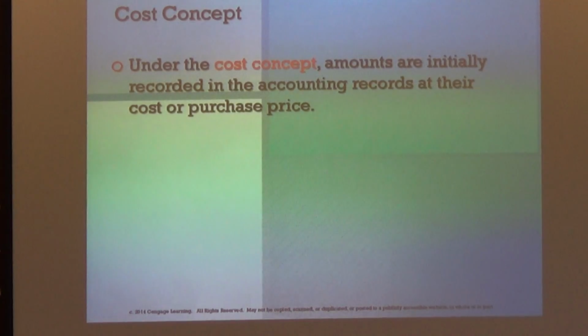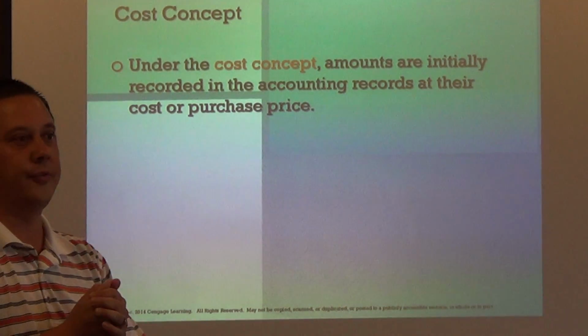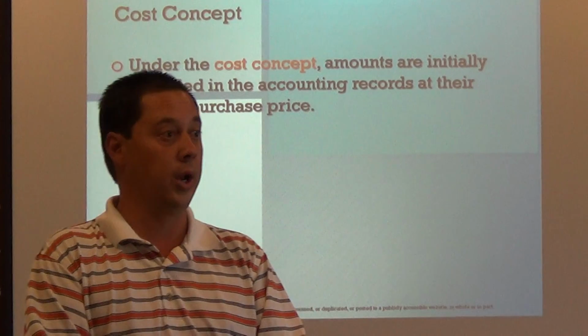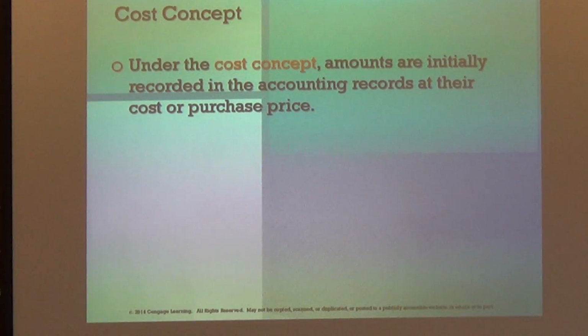All right, so what I'm going to go into now is more towards the accounting part of this, the cost concept. If you read here, under the cost concept, the amounts are initially recorded in the accounting records at their cost or their purchase price. Now remember that. If I were to go out and buy a house for $100,000, that's what I'm going to record it at. And if I sell it for $130,000, well, then I made $30,000, right? And that's what we're going to talk about here. So when I ask you the question, hopefully you'll get that right.